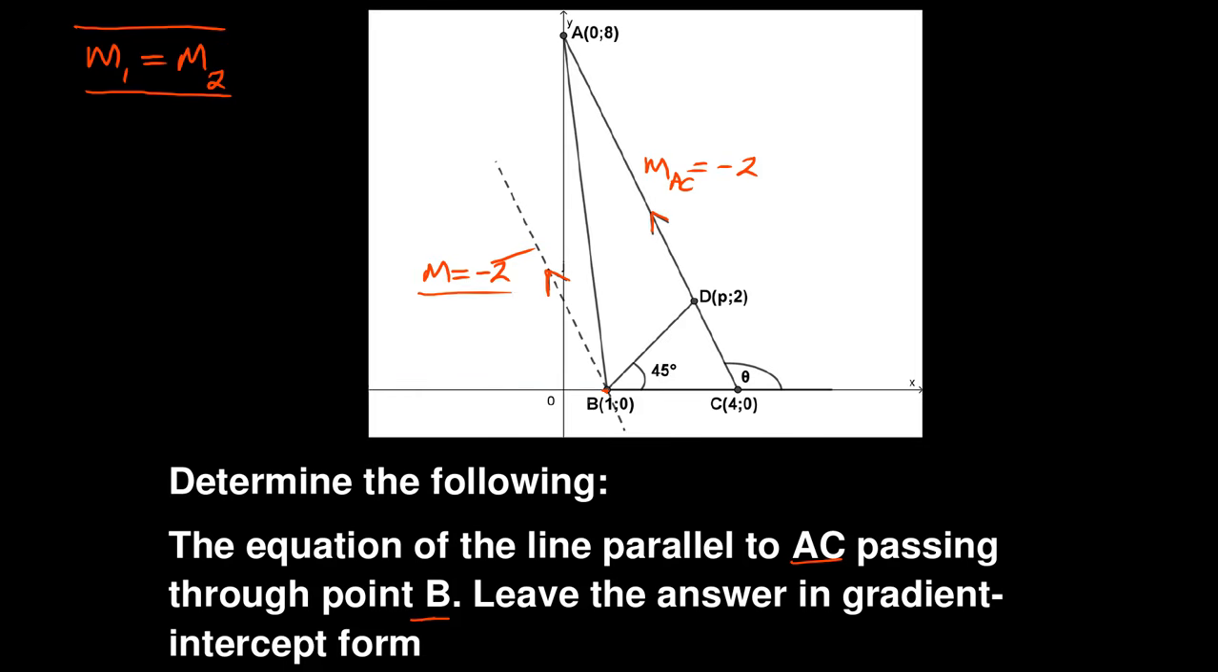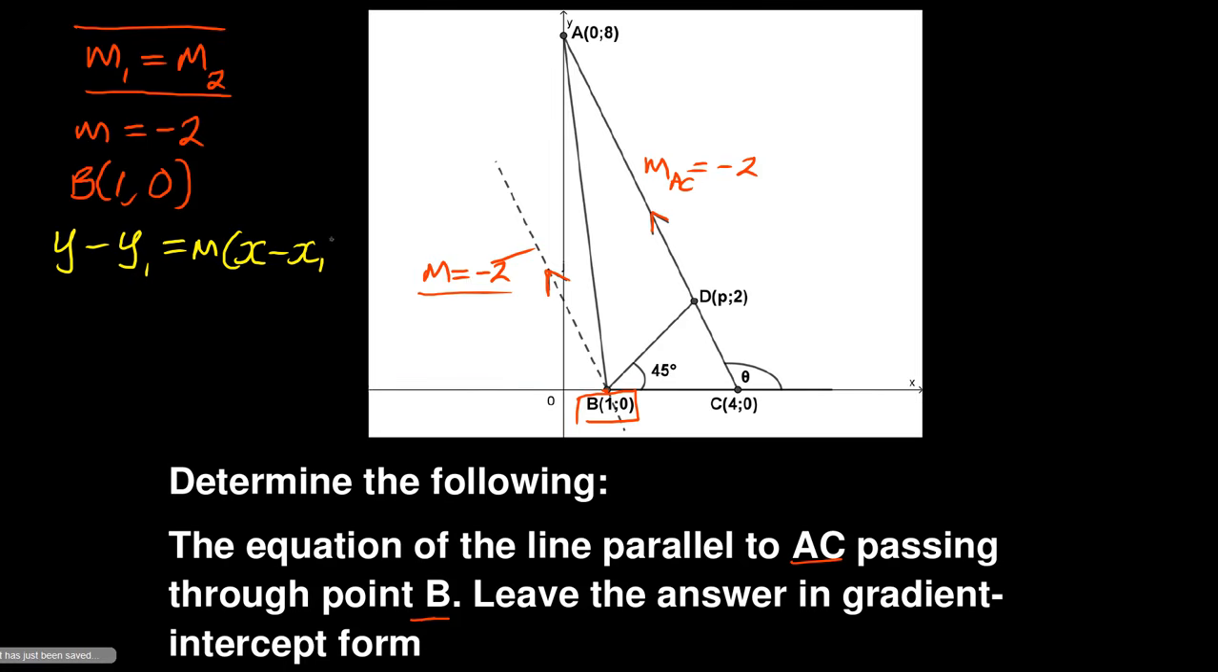So I know the gradient of this line, and also I know the point, which means m is equal to -2, and there is a point B which is (1, 0). With this information, I can find the equation of a line. I can use two formulas. Let me start with the one that is given in your formula sheet. It says y minus y1 is equal to m(x minus x1). That is the first formula you could have used.